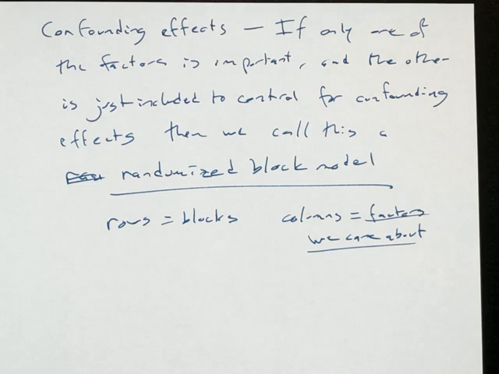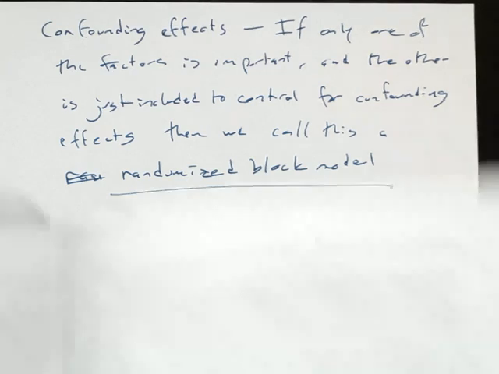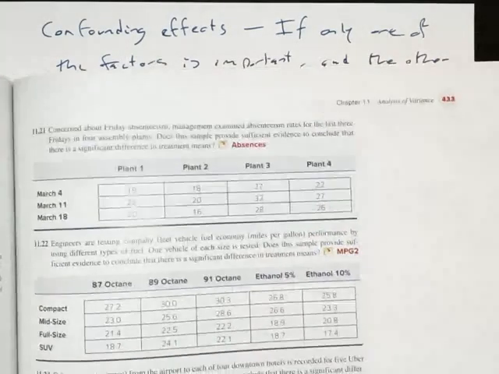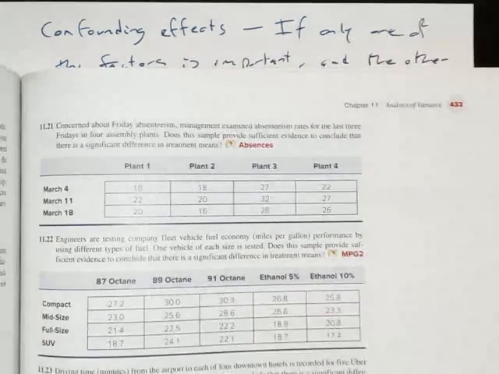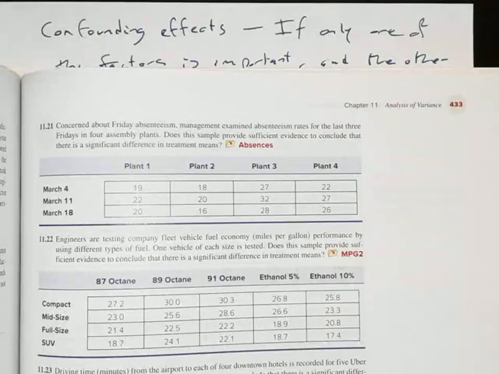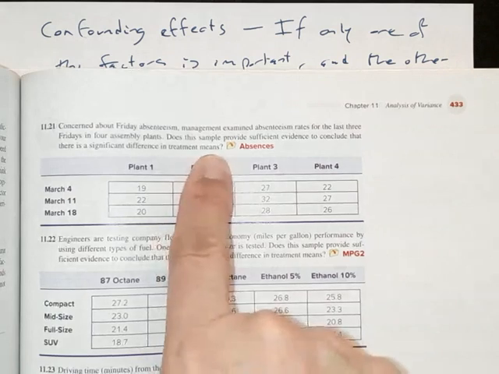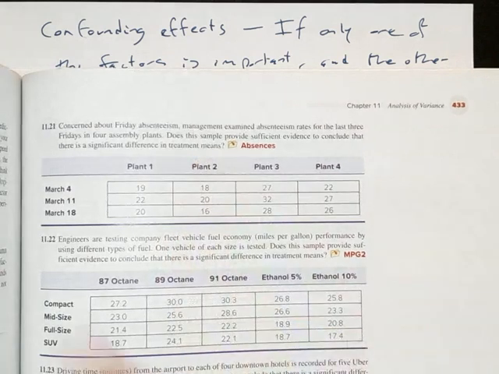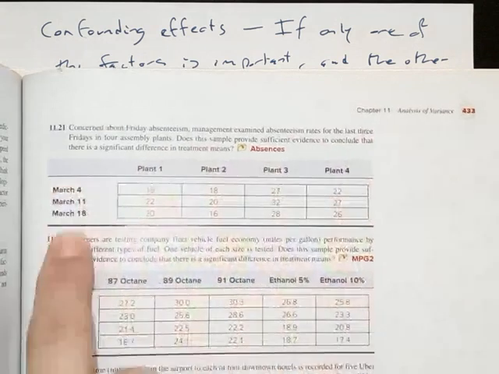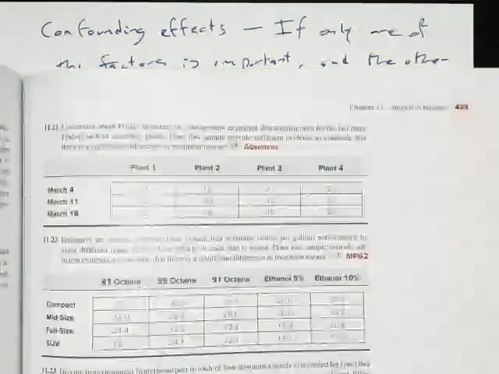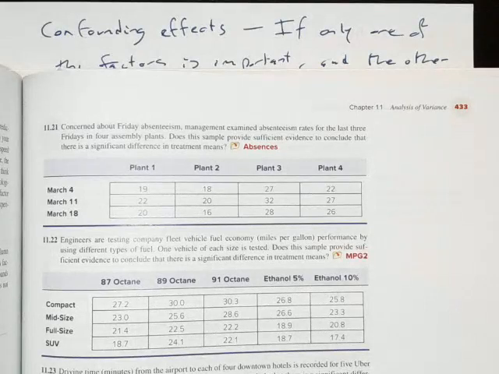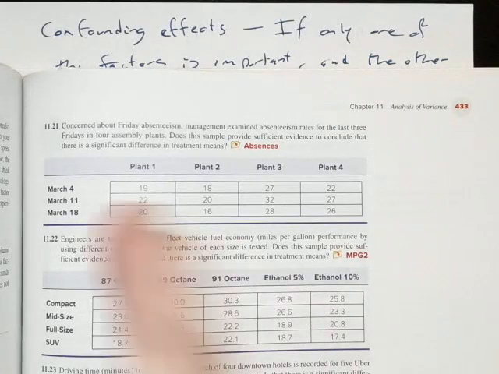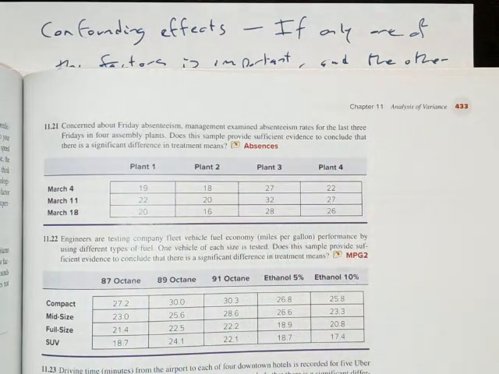Ready? Page 433, problem number 21. Concerned about Friday absenteeism, management examined absenteeism rates for the last 3 Fridays in 4 different plants. Does this sample provide sufficient evidence to conclude that there is a difference in plant treatment means? Okay. 2 pieces of important thing. All I want to know is if where you are changes your absenteeism rate on Friday. Plant 1 versus 2 versus 3 versus 4.